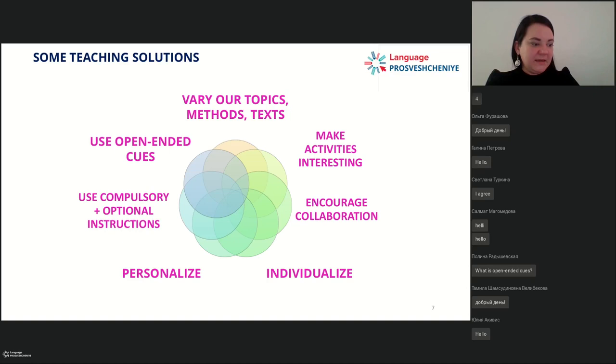And when you have set this minimum for them to do, you might be afraid that some of them will just sit and do nothing. For this, we should offer them to do the rest, which is optional, but in a very limited period of time. And the last possible teaching solution is to use open-ended cues. We can invite the class to respond to similar tasks or questions that have a range of possible acceptable answers rather than a single right solution.